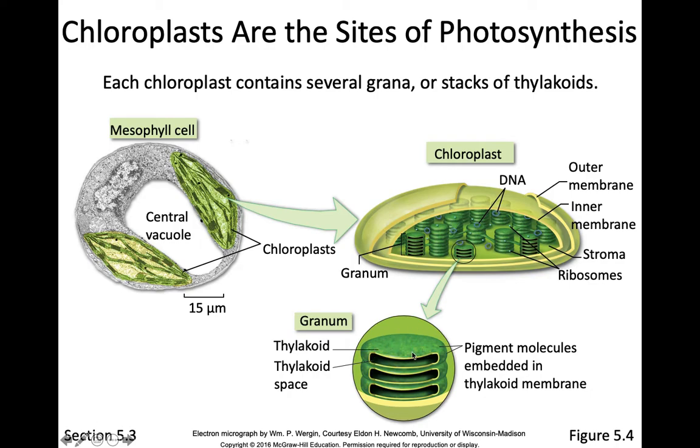All the thylakoids are going to be stacked on top of one another. You can see up here like a stack of quarters to form a granum. Individual thylakoids stacked on top of one another form a stack of thylakoids called a granum. Photosynthesis is going to occur on the surface of these thylakoids and on the inside of the thylakoid called the thylakoid space.